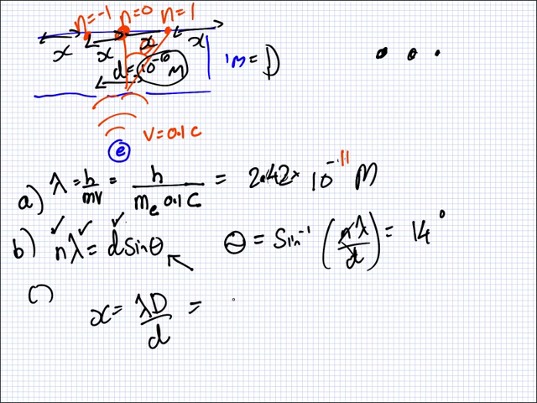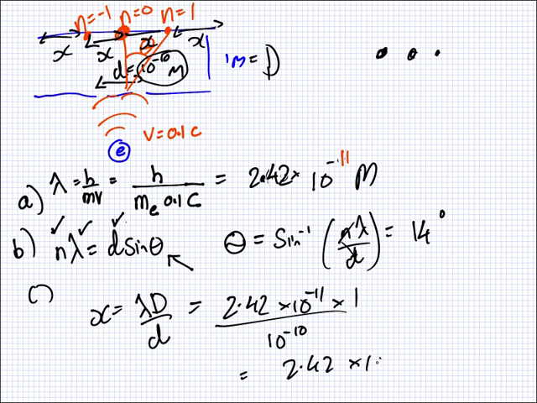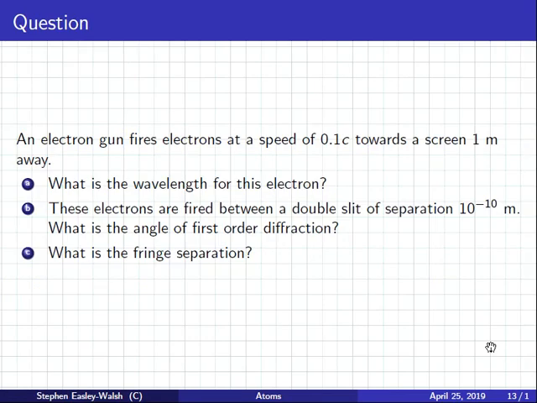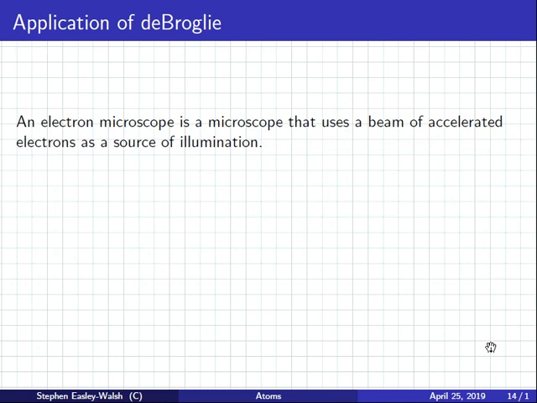It's going to be 2.42 times 10 to the minus 11 times 1 over 10 to the minus 10. So that's going to be 2.42 times 10 to the minus 1, which is 24.2 centimeters. Which is pretty far apart.